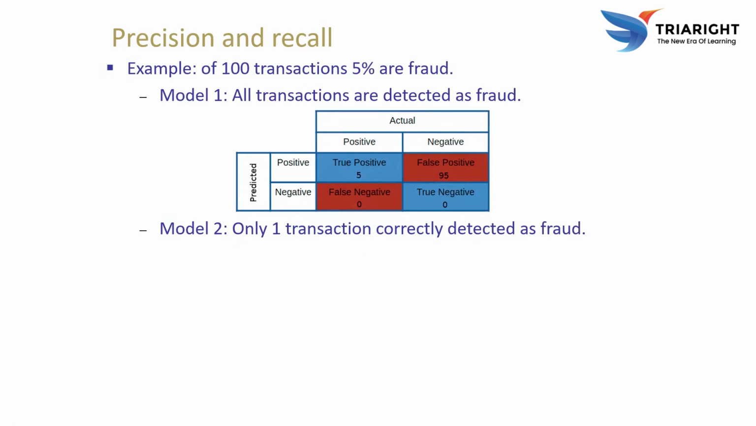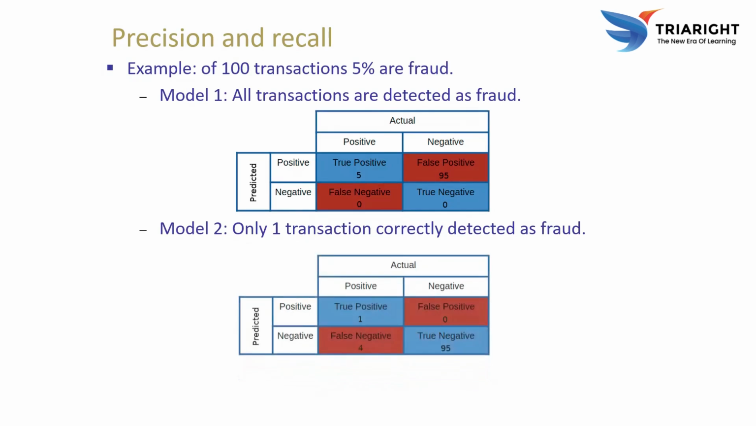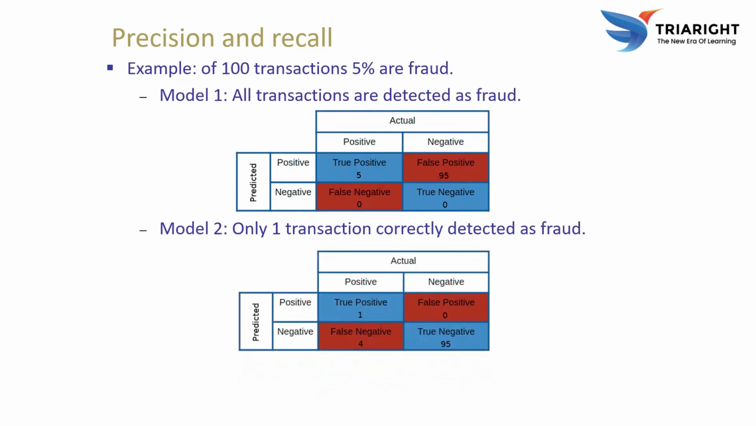True positive is when it declares the 5% as fraud. In the second model, only one transaction is correctly detected as fraud. So the true positive is one, the false positive is zero, and the true negative is 95. According to that, this table works.